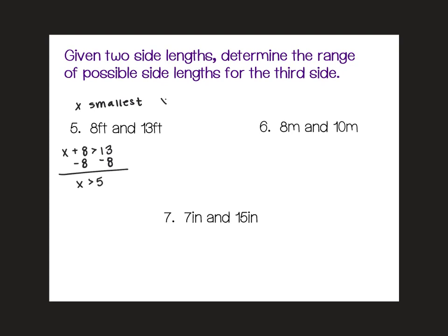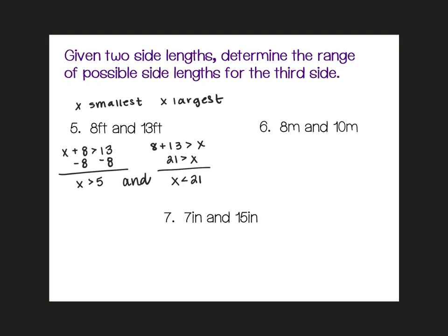The second one is that x could be the largest. And so we would do 8 plus 13 has to be greater than x. You add those together and get 21. And so you figure out, okay, x has to be less than 21. And then I'll just do one more, and then I'm going to ask you to do one.